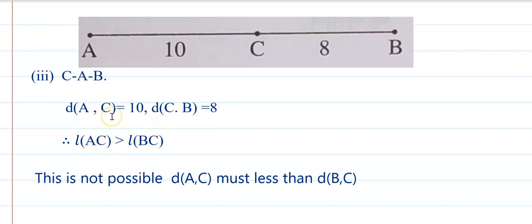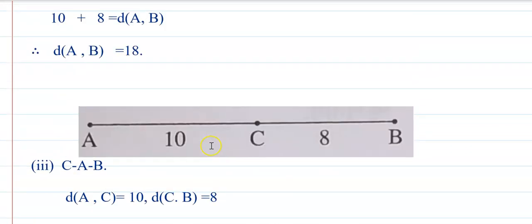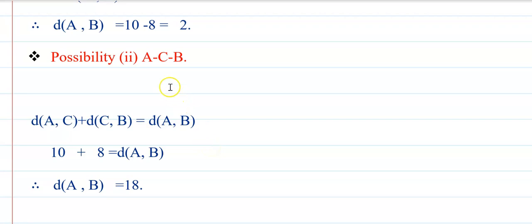So how will the third case be? It is not possible. So point A is not in between B and C. Then which two cases are possible? These two cases are possible.